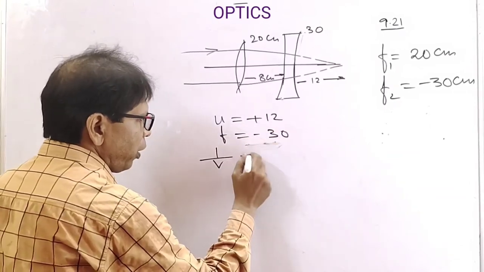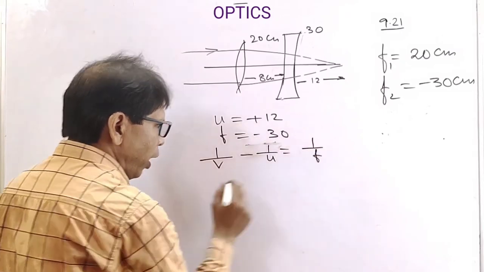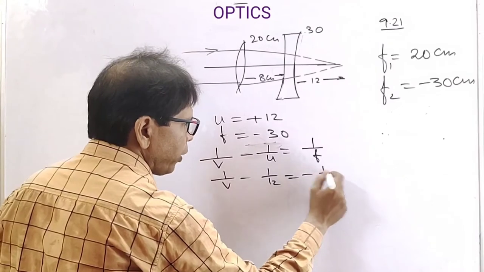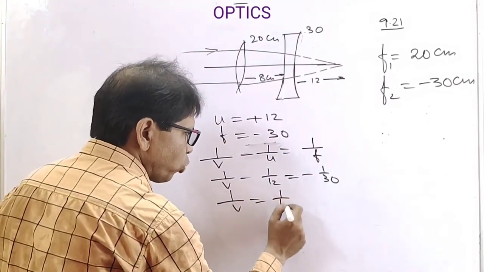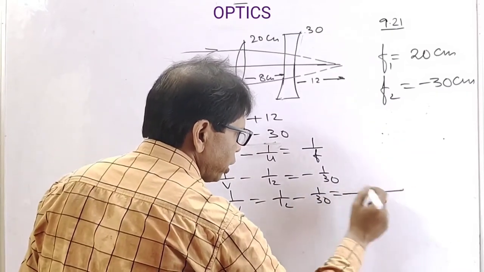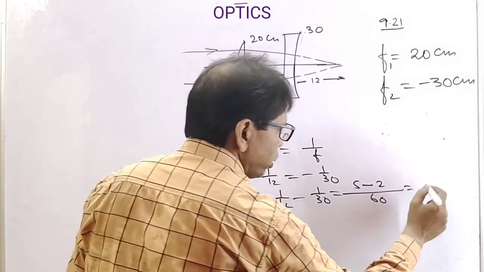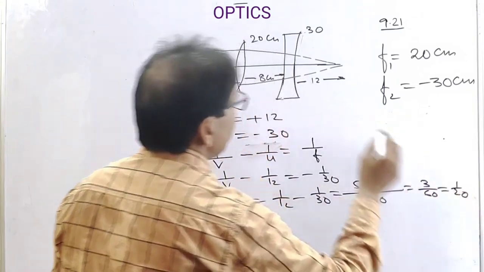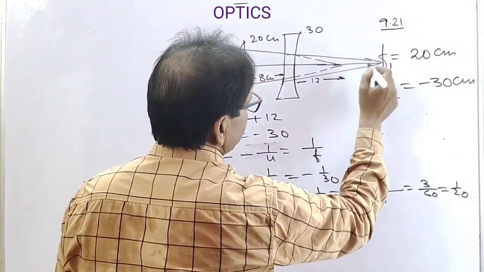So 1/v minus 1/u equals 1/f. Now 1/v minus 1/12 equals minus 1/30. So 1/v equals 1/12 minus 1/30. Now the LCM is 60, so this is 5 minus 2, which is 3/60. So this is 1/20. So the final image is formed at a distance of 20 cm.